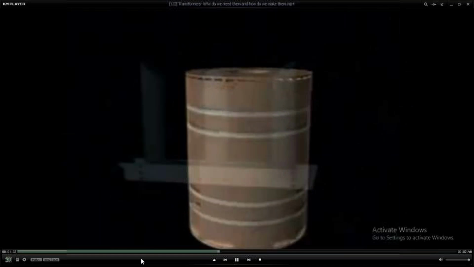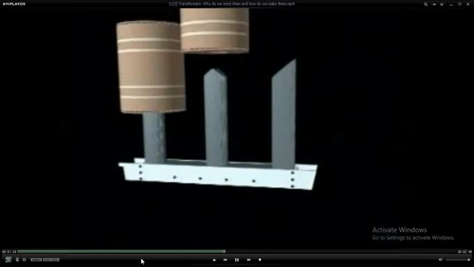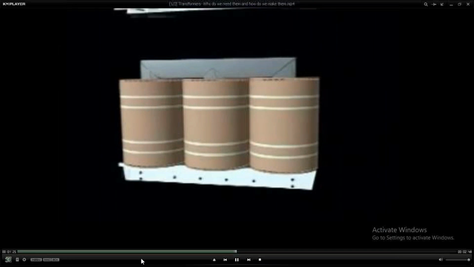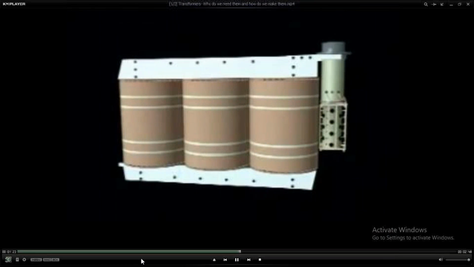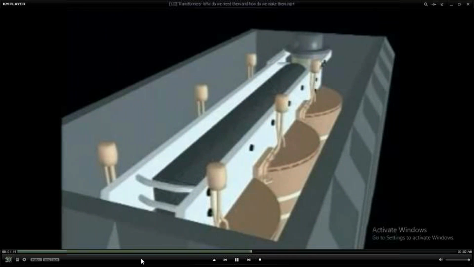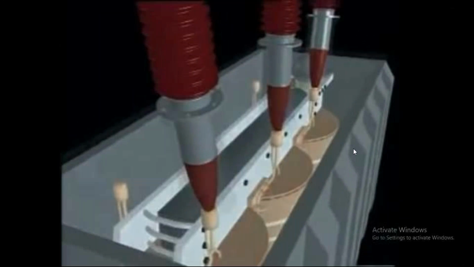The coils are mutually coupled by the magnetic circuit connected to the tap changer and then placed into the oil tank that will be then filled with oil. On the tank cover, we place the bushings, the expansion vessel, the radiators, and the cooling fans.